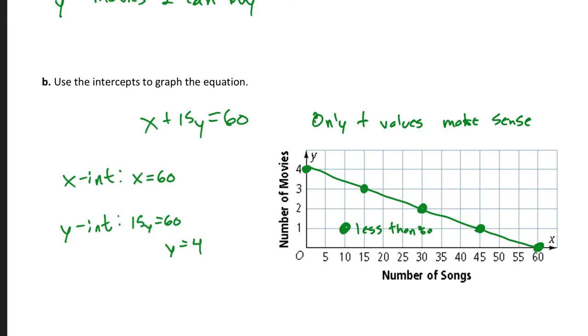Any point above it, I spent more than $60. So we'll talk about those things later on. We're going to graph inequalities later on. That's what this represents. But right now, just focus on being able to graph using intercepts. And that's basically it, to be honest. That's all you're going to practice today.